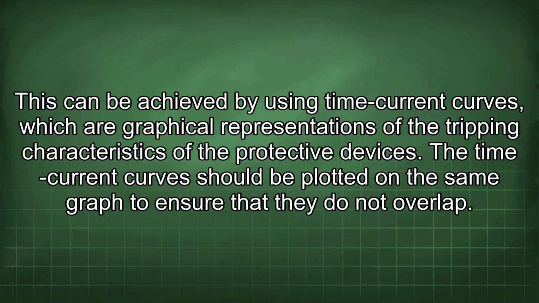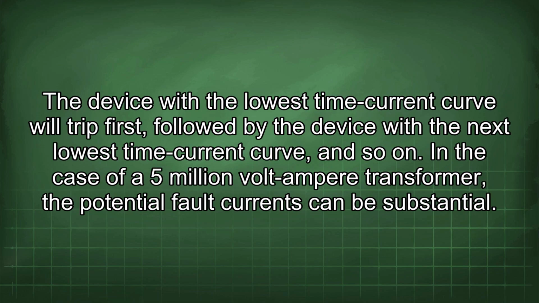This can be achieved by using time current curves, which are graphical representations of the tripping characteristics of the protective devices. The time current curves should be plotted on the same graph to ensure that they do not overlap. The device with the lowest time current curve will trip first, followed by the device with the next lowest time current curve, and so on.